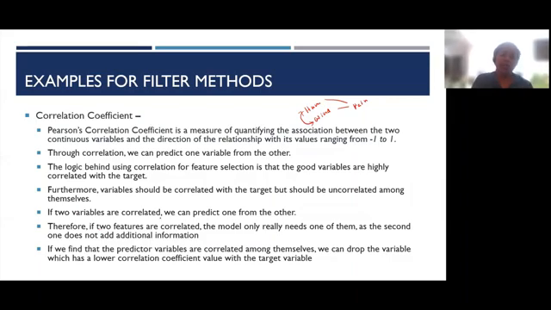So if two variables are correlated, we can predict one from the other. Then if these two are highly correlated, why do you need both of them? Because using one, you can predict the other. Therefore, if two features are correlated, the model really needs only one of them, as the second one does not add any additional information. Right?